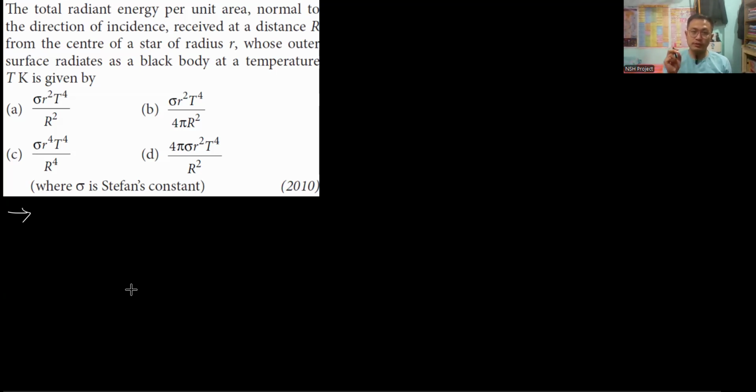The total radiant energy per unit area normal to the direction of incidence received at a distance r from the center of a star of radius R, whose outer surface radiates as a black body at a temperature T Kelvin. Okay. Suppose the star has radius R, and at a distance r from its center, per unit area, we need the energy received, the total radiant energy per unit area.